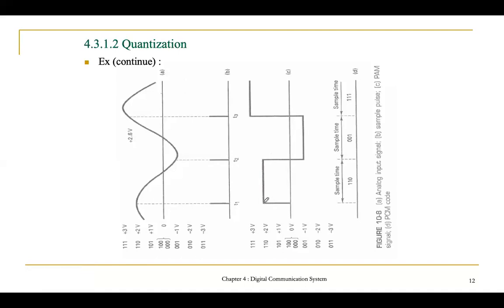So the amplitude here is 2 volt. So 2 volt is 110. And this one is negative 1. So negative 1 is 001. Okay, and positive 3 is 111. So basically the PCM code for this figure can be written as 110001111. So this is the PCM code.